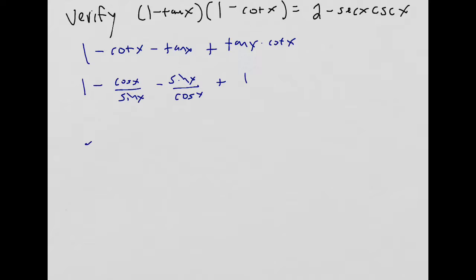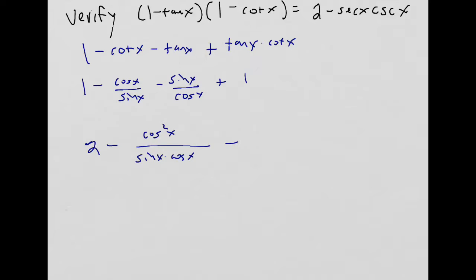Now, what you should notice is we do have these fractions here, right? We have cosine over sine minus sine over cosine. So what I'm going to do with that is let's just get the LCD. The LCD is sine times cosine. So I'm going to put the sine of x times cosine of x. What does this fraction need? This fraction needs a cosine. So we're going to get cosine of x squared, because we're going to multiply that by cosine.